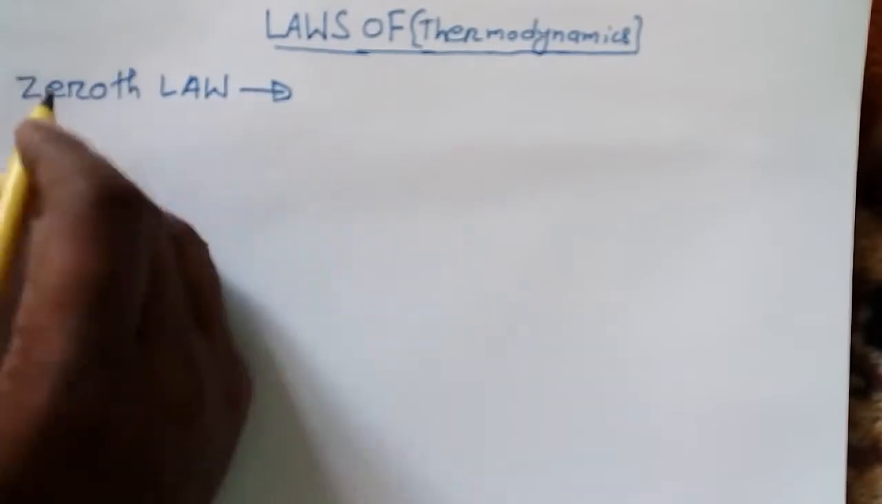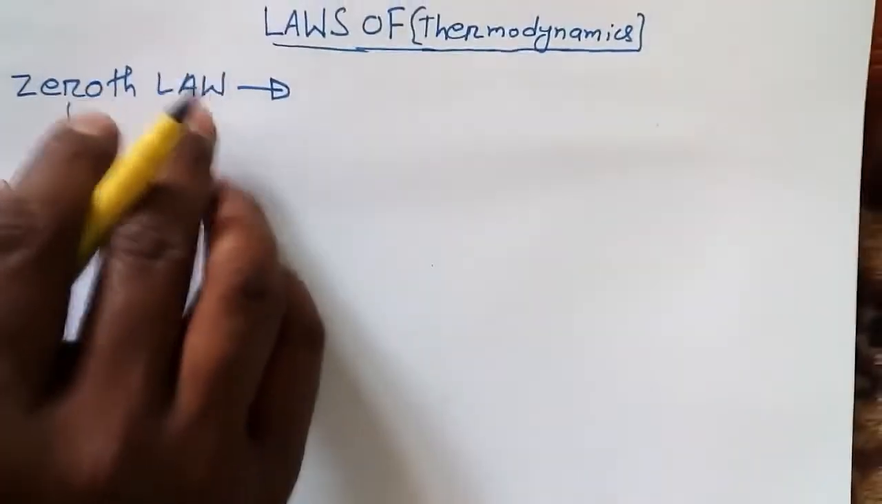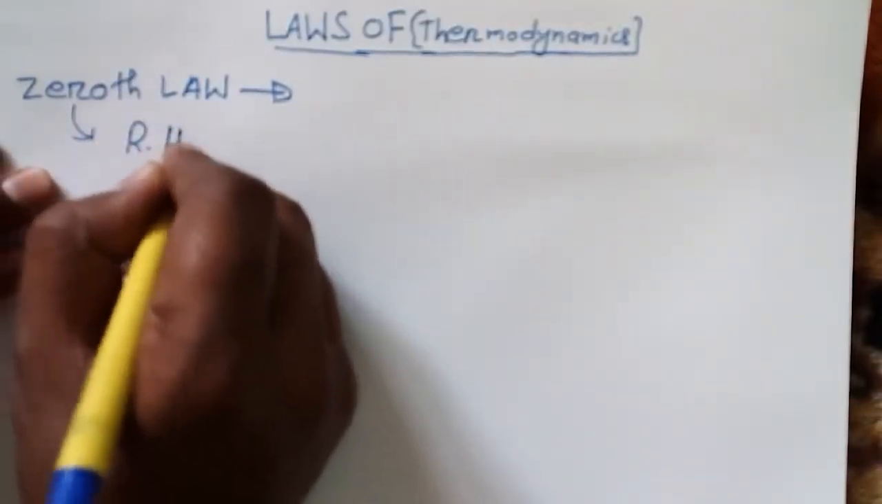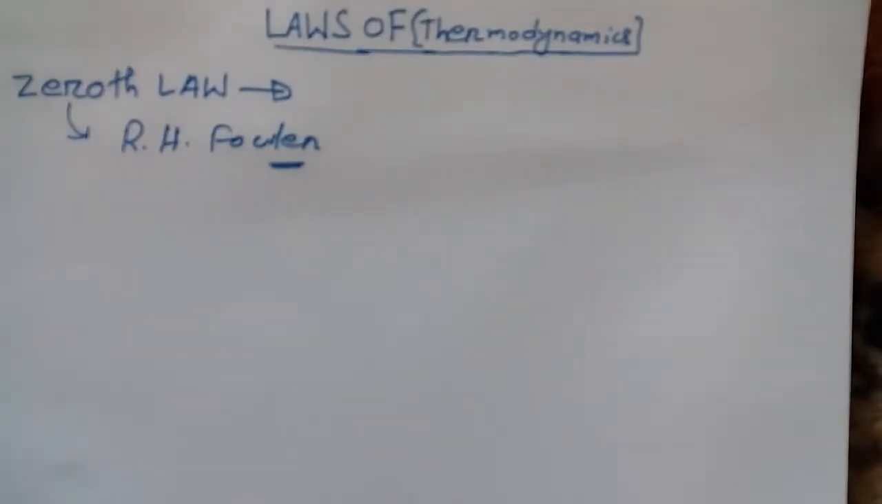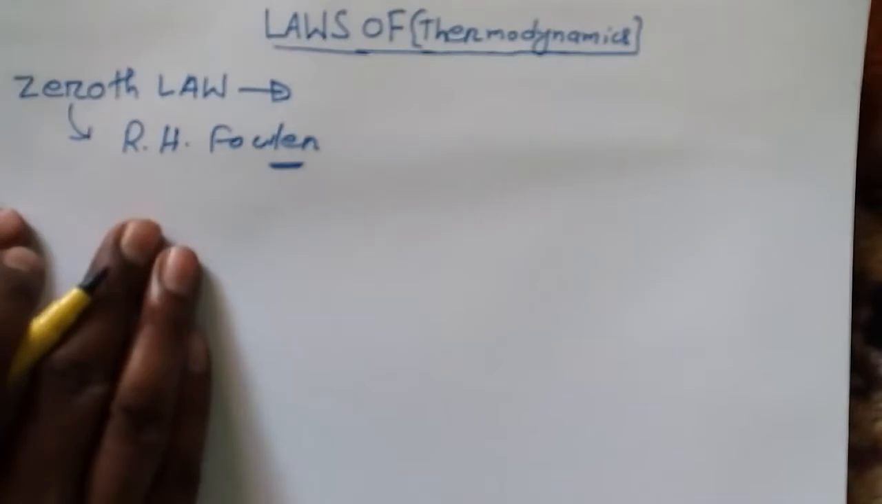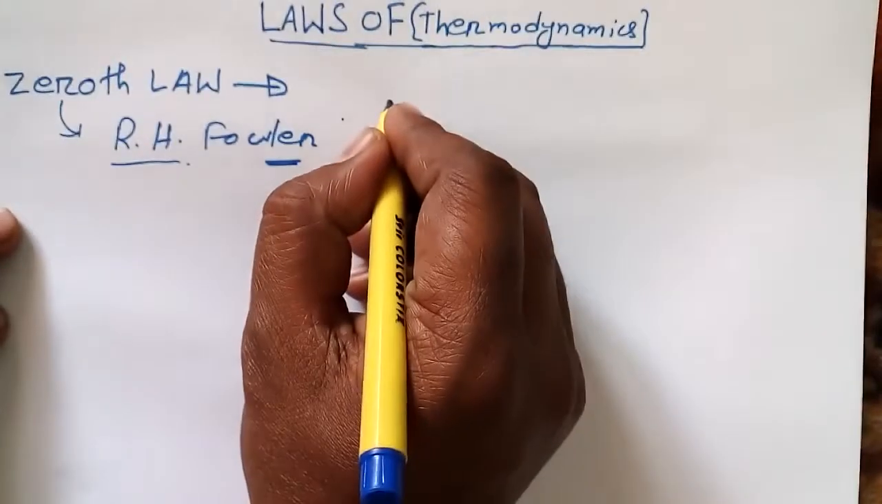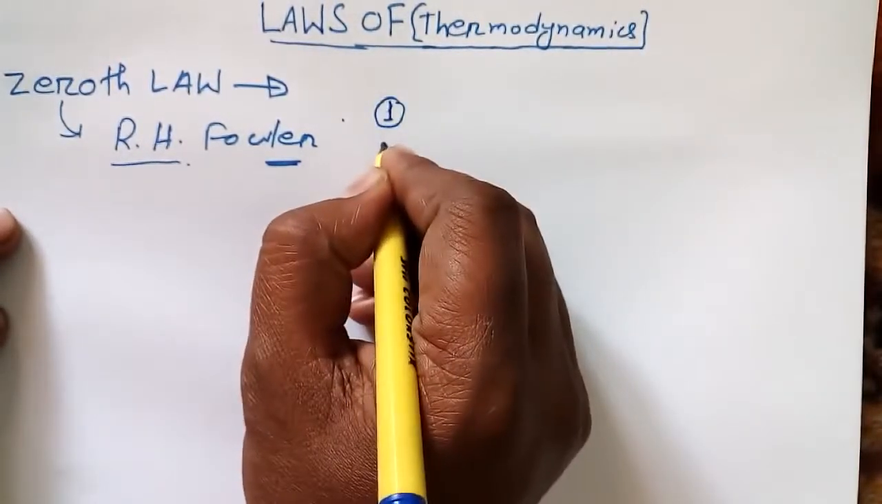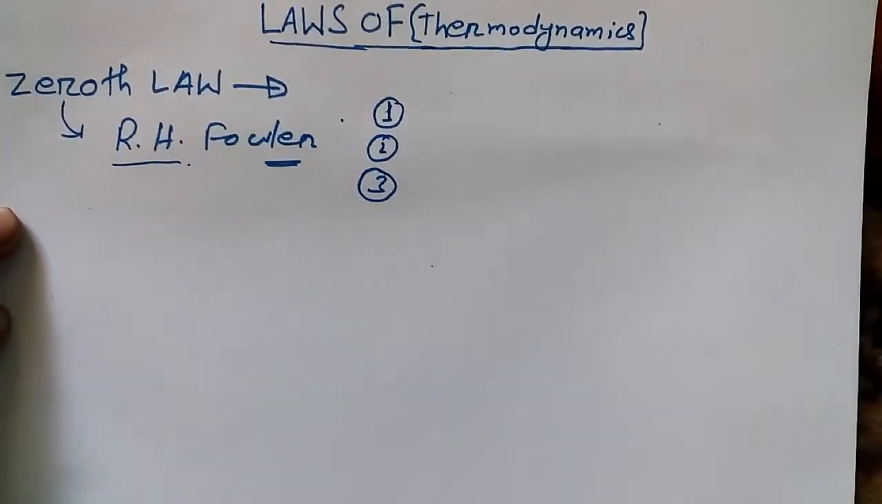What is Zeroth law? This law was provided by R.H. Fowler. For your information, this law was provided by R.H. Fowler after all the other three laws: first law, second law, and third law. Because this is the most basic law, that's why it is known as Zeroth law.